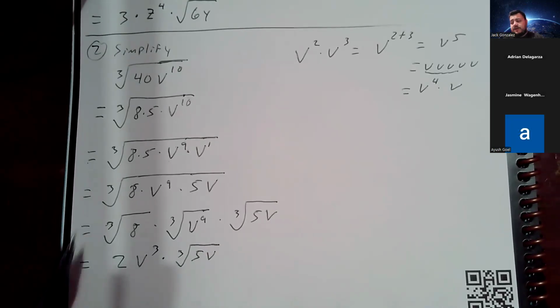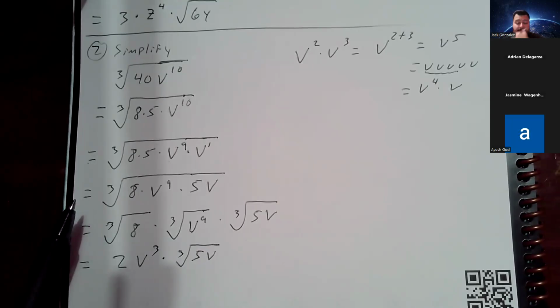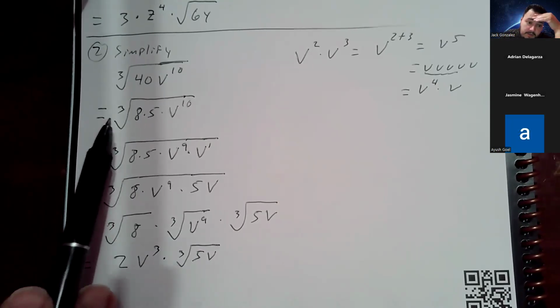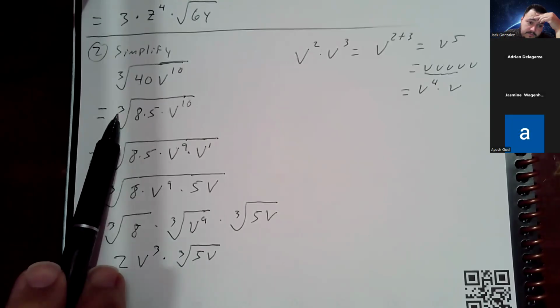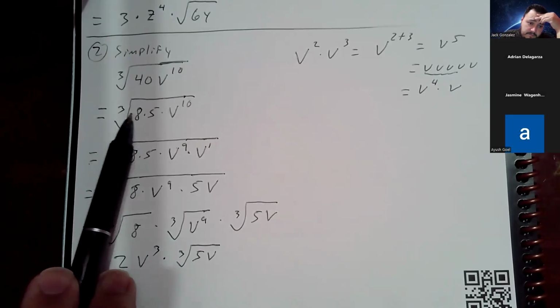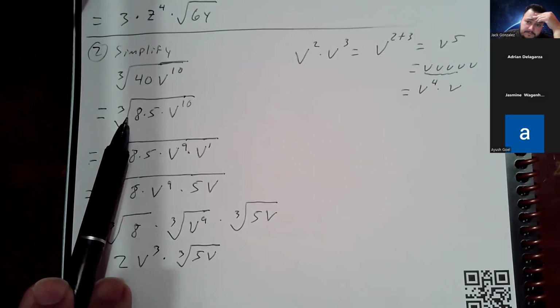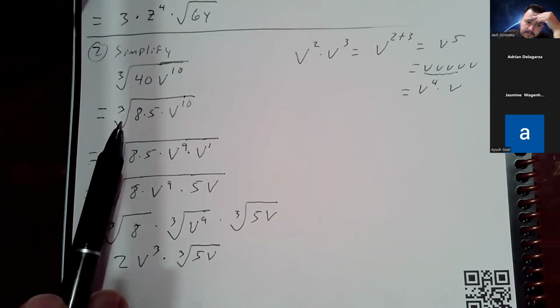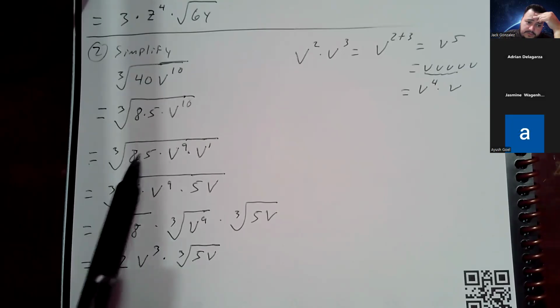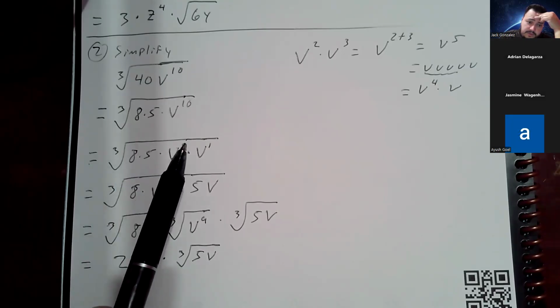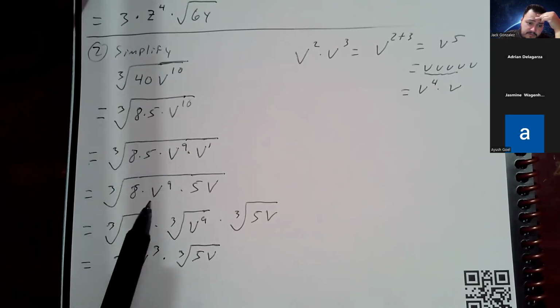So when it's a higher power, it's a little weird, but the rule is try to match, right, the powers and find the factor that makes sense. Do you all see why I chose 8? Do you see why I changed it to V to the ninth?